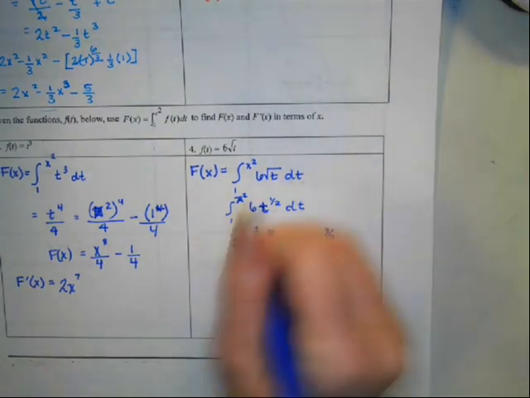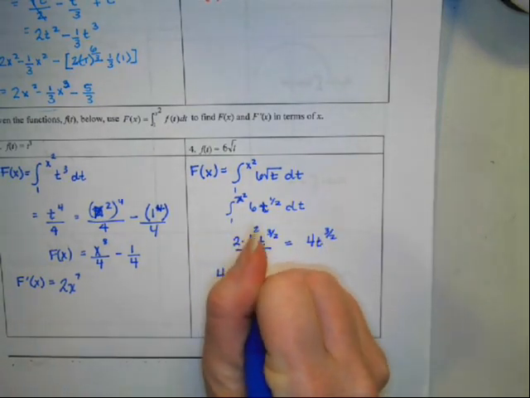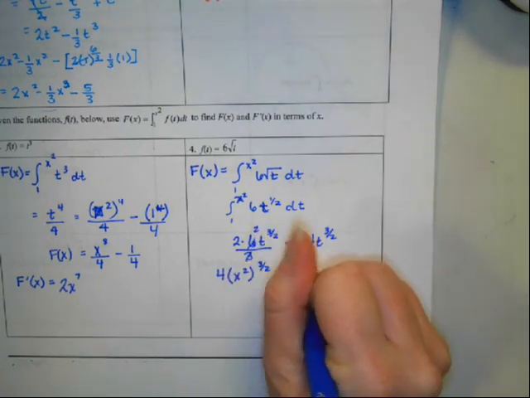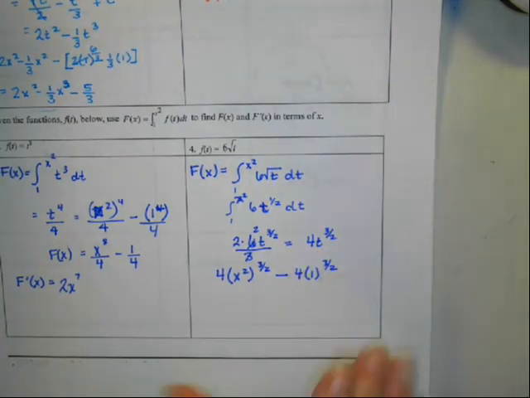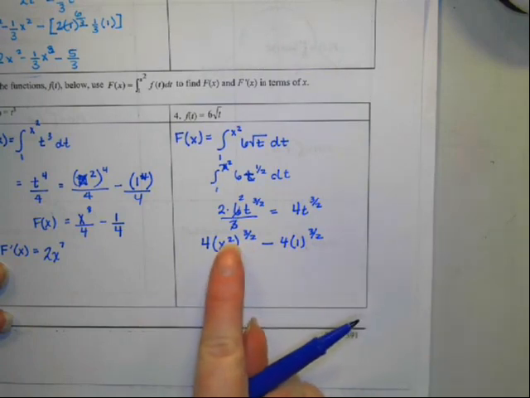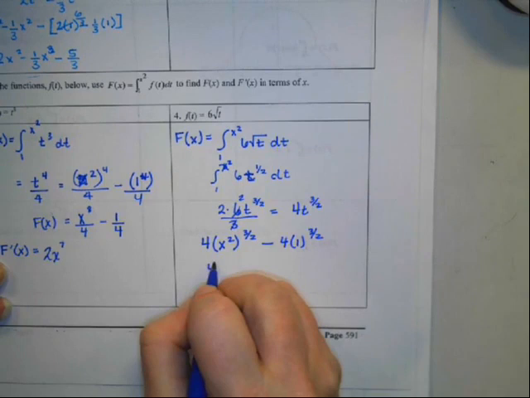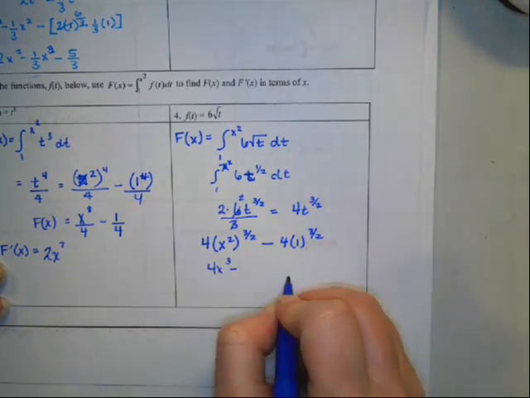Oh, I need to plug x in now. So 4 times x squared raised to the 3/2 minus 4 times 1 to the 3/2. All right, so right here, x squared and then 3/2, the 2's cancel, and that just leaves you 4x cubed minus 4.